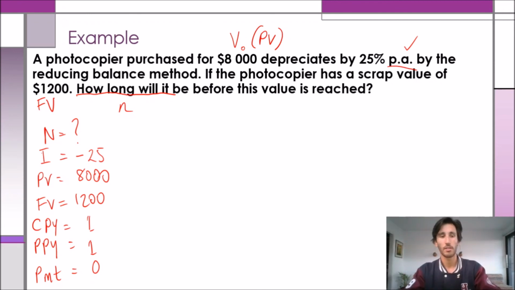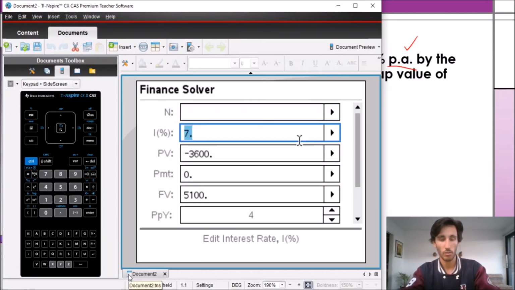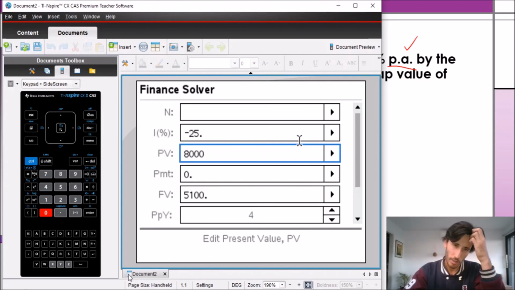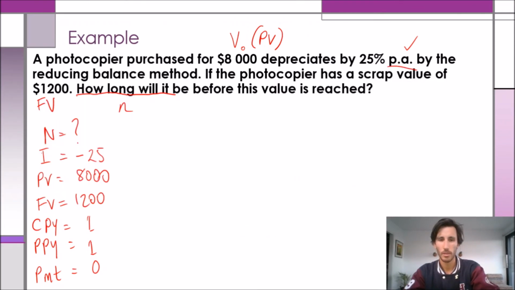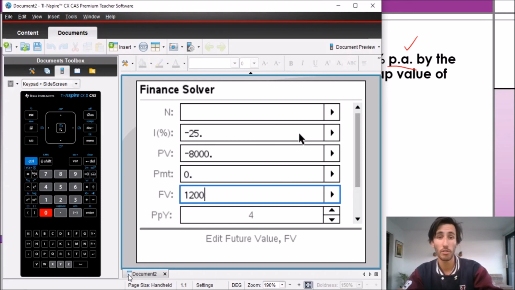That's for future lessons. So if we put all this into solver, so we don't know what n is. We know I is minus 25. We know PV is 8,000. Now think, is this 8,000 a negative or a positive value? Because we purchased this $8,000 photocopier, this is going to be minus 8,000. So minus 8,000, the money left us at the start. Payment 0, future value is 1,200. That's positive 1,200 because we can sell it for $1,200 at the end.